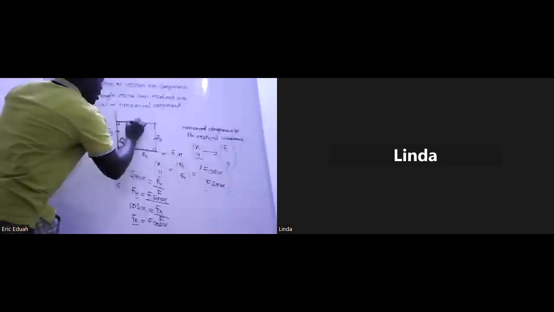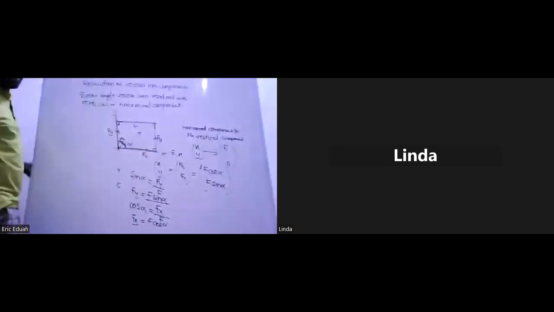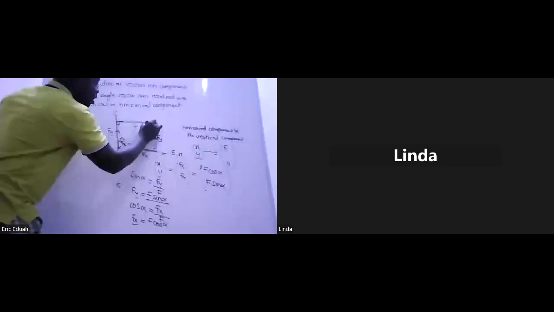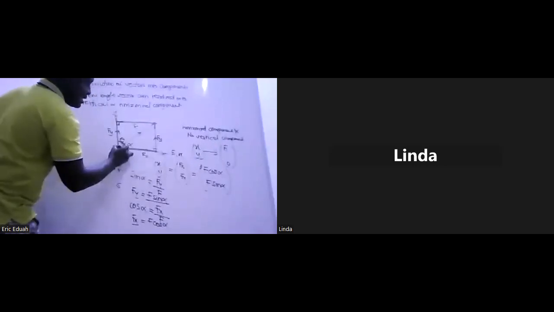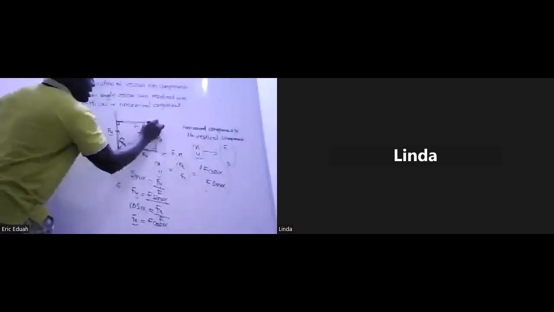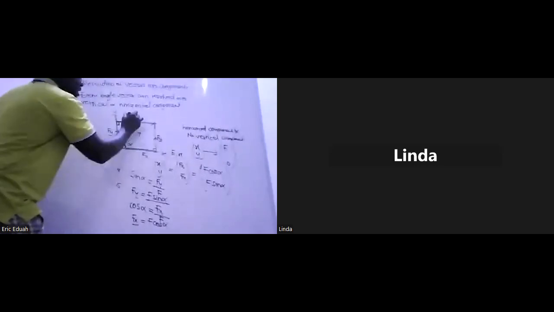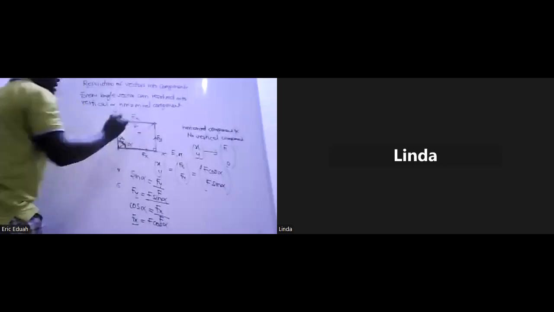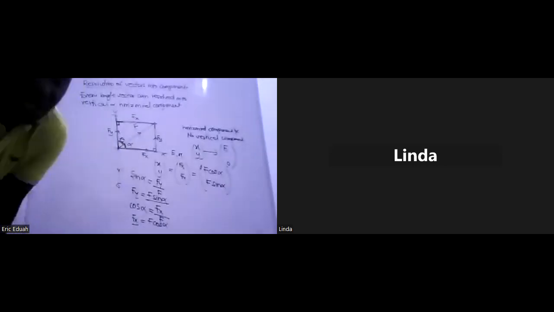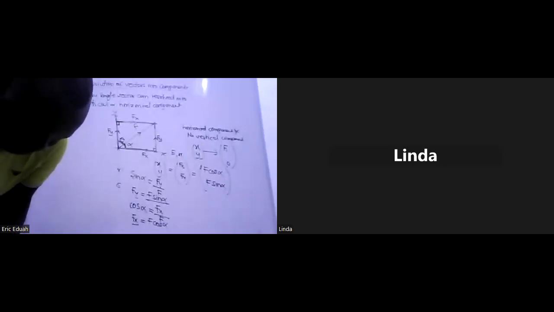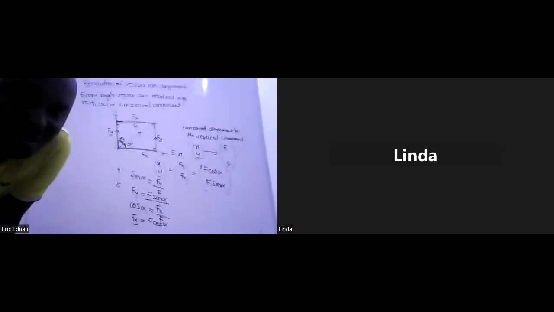This side, which is the opposite to the angle, also falls along the x-axis. This length is the same as this length. And because this side falls along the x-axis, it automatically becomes Fx. Please, are we fine? Yes, please.